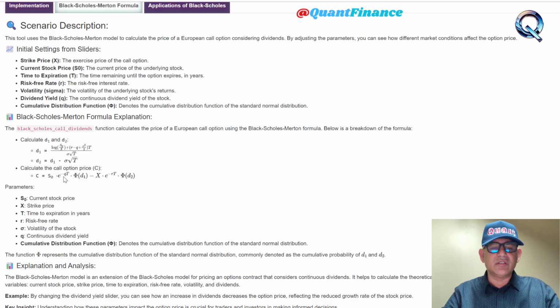So this is the second variation of call option pricing using the Black-Scholes model. Please feel free to refer to the previous learning in which we discussed the Black-Scholes model without dividends, without considering dividends.